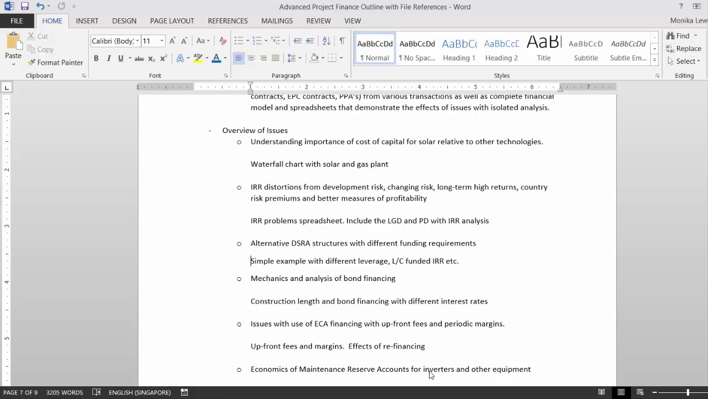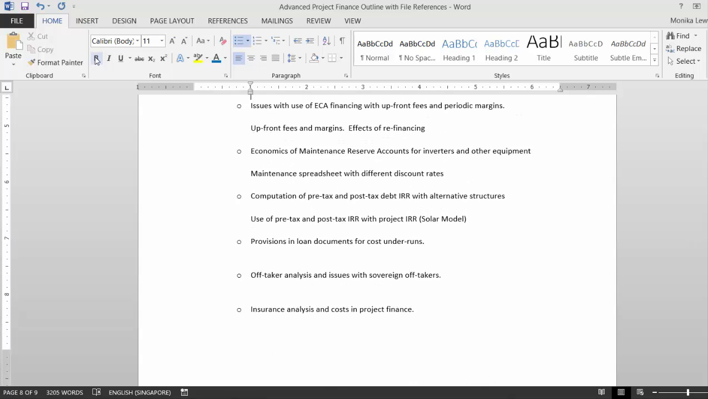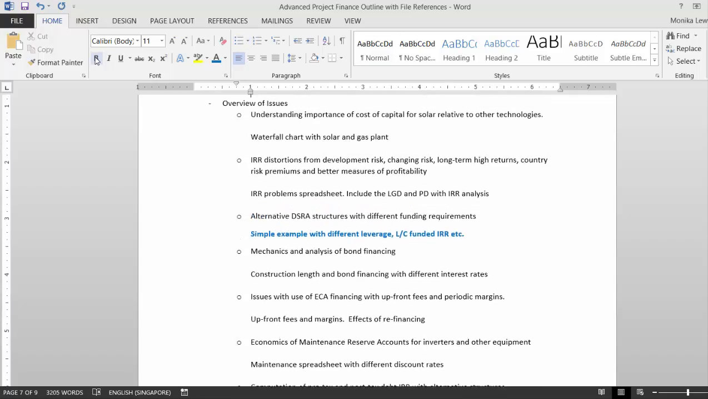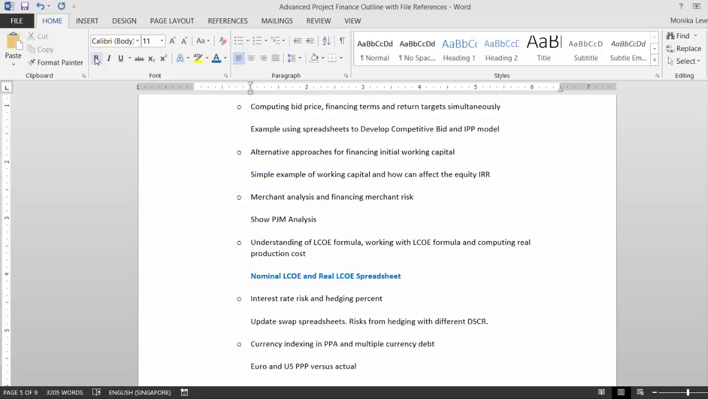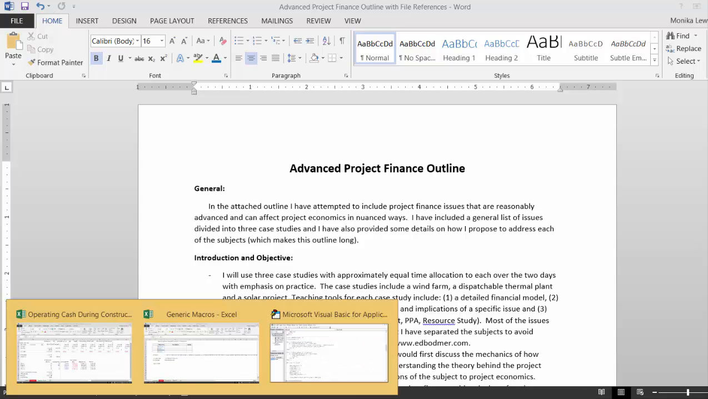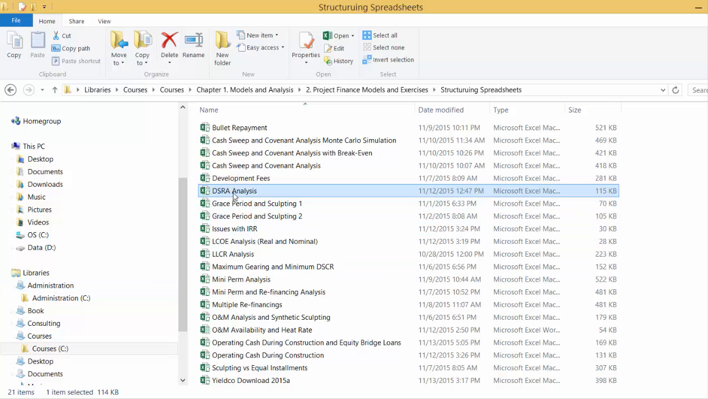And right now, I'm going to deal with this one, the DSRA. If I call it a DSCR again, I don't know what to do. I just shouldn't. And we can deal with some bond issuance issues and ECA financing and other things. Okay, so that's that.